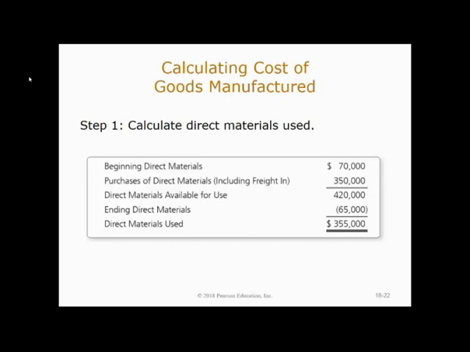But they probably didn't use all those direct materials in production. No company ever runs out of raw materials sitting around. Which means if we just take whatever they have left for direct materials at the end of the period and subtract it from what they could have used, that gives you the amount that's actually used.